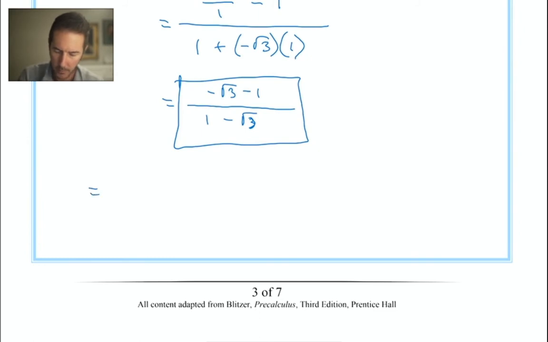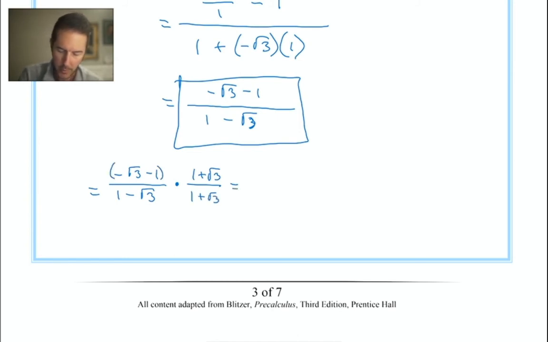rationalize the denominator. I'm going to take my numerator. I could have factored a negative 1 out of the numerator. I'm being lazy and just leaving it in there. Keeping this denominator 1 minus root 3, and then I'm going to multiply by 1. And the version of 1 that I'm going to use is the conjugate of the denominator divided by itself. So that is 1 plus the square root of 3 over 1 plus the square root of 3.